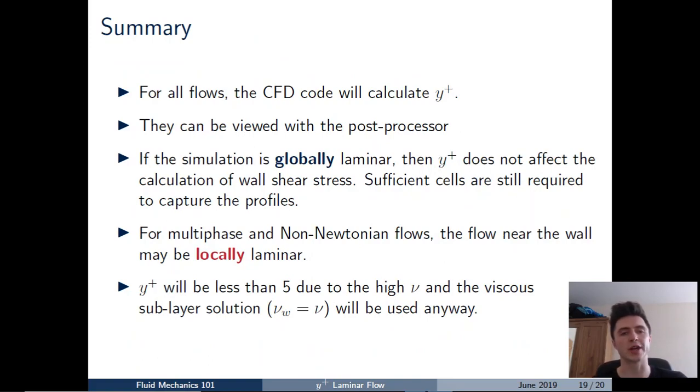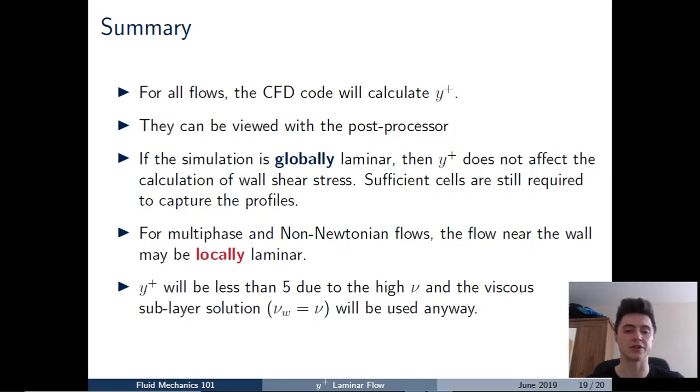So just to wrap up with a quick summary of what I've talked about today, hopefully this may have cleared up any confusions you have. For all flows, the CFD code will calculate y plus, and you can look at this value of y plus in your chosen post-processor. Now, if the simulation is globally laminar, that means we haven't enabled any turbulence equations at all, then the value of y plus doesn't affect the calculation of wall shear stress at all, doesn't even enter into the process. But of course that means that we can't just make our cells as large as we want, we still have to have sufficient cells in the domain to capture the profiles.